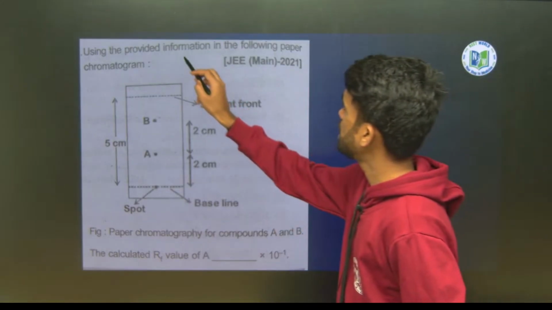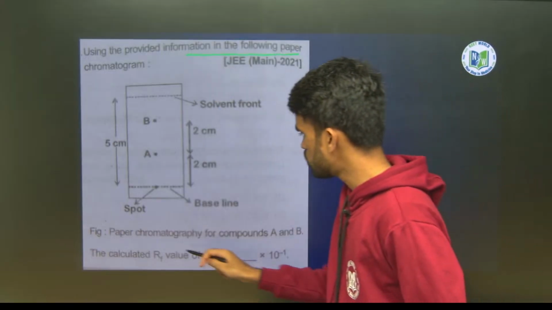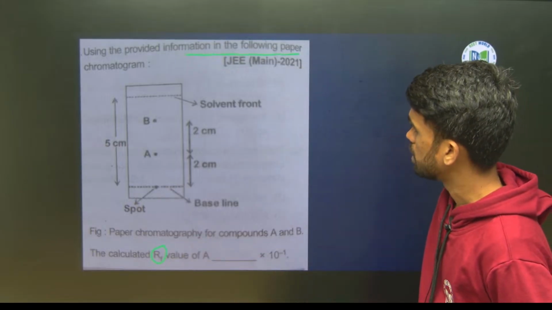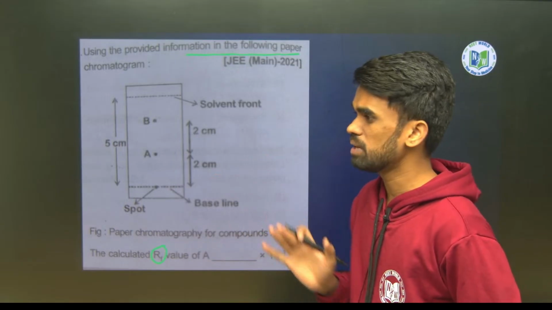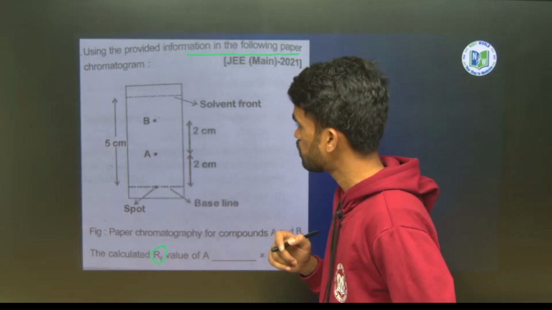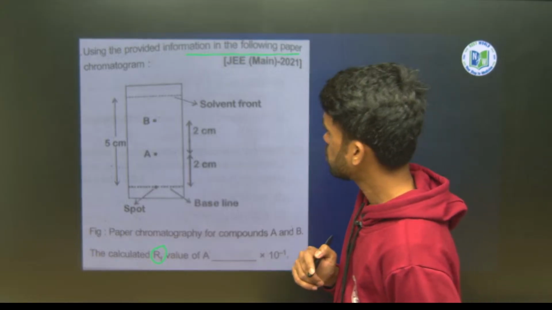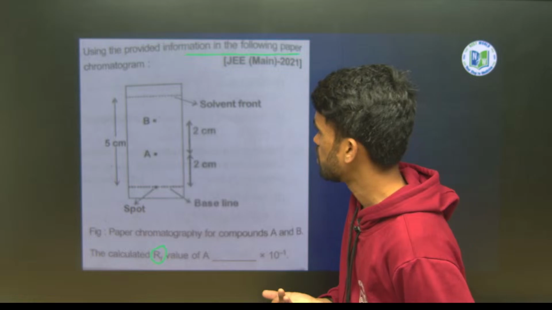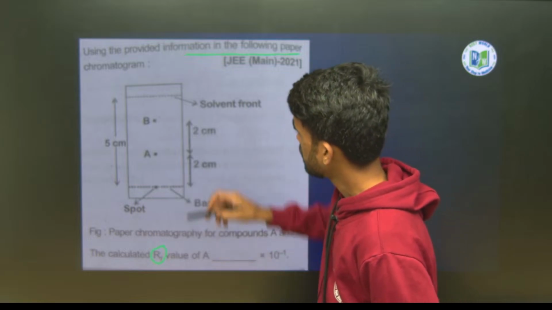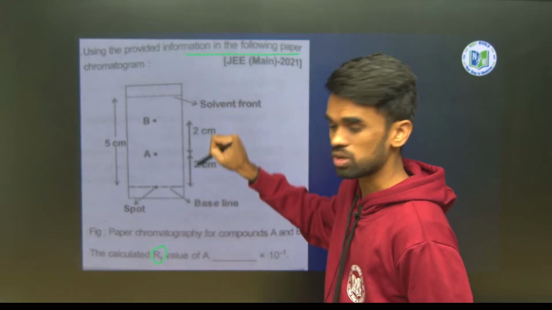Using the provided information in the following paper chromatogram, we need to identify the retention factor for compound A. Again, this is a very easy question. Chromatography topics like paper chromatography, thin layer chromatography, TLC and column chromatography are important and easy. Look here: this is actually a thin layer chromatography setup.